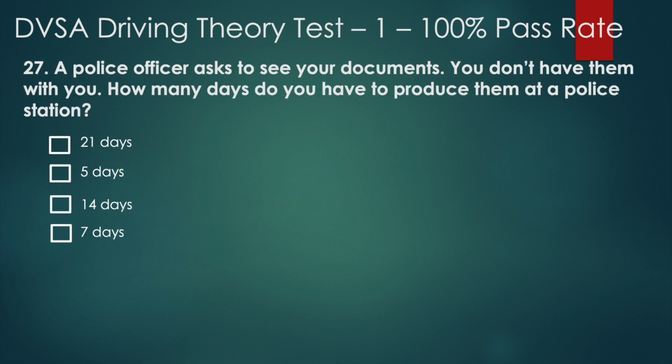27. A police officer asks to see your documents and you don't have them with you. How many days do you have to produce them at a police station? A. 21 days. B. 5 days. C. 14 days. D. 7 days. And the answer is D.